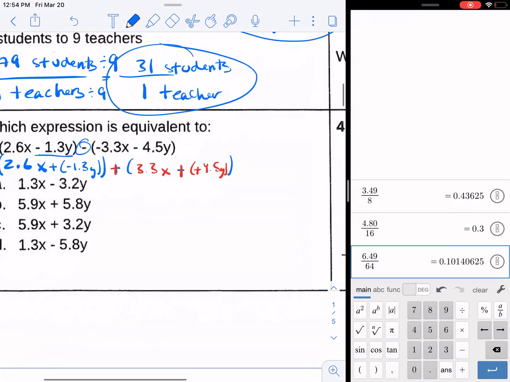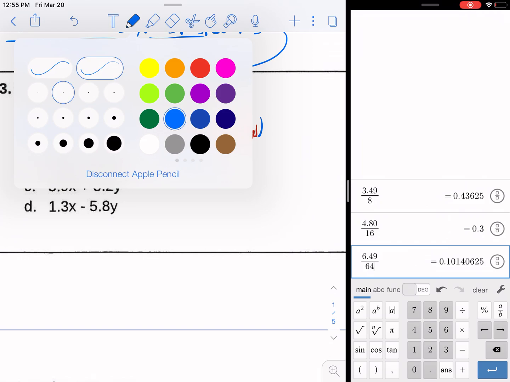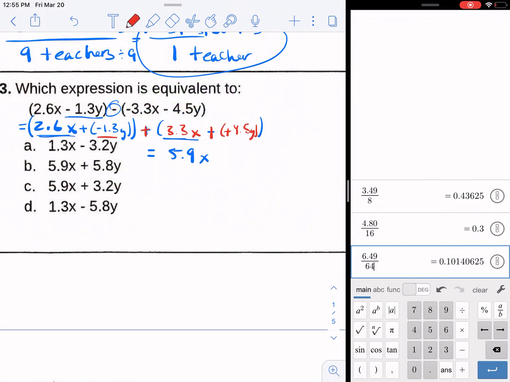I'm going to have to scoot this down right here. So I got to combine like terms. So the x is to the first power and the y is to the first power. So I got a 2.6x, and 3.3x. If I combine those, well, 2.6 plus 3.3, that is 5.9, and they both have an x. And then whatever has the y, so those two. And if you have a calculator or use your brain, whatever works.